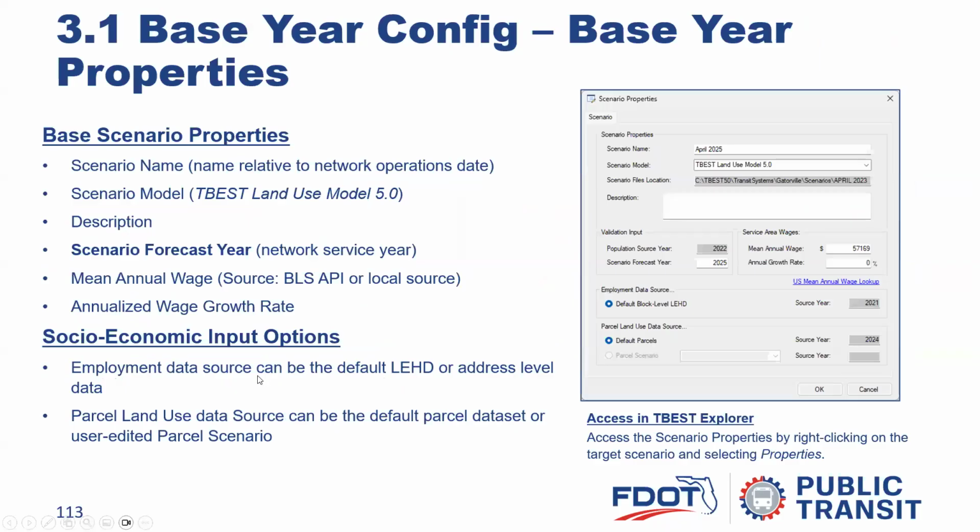All right, so just looking at the base scenario properties. What you're seeing on the right are the network scenario properties, where the name is April 2025. The scenario model is set to the T-BEST land use model 5.0. You enter a description, which is not optional. One of the most important parts of this, and I think this actually came up as an earlier question, is how do you set the forecast year? This forecast year is right here. That is where you set it, the scenario forecast year.